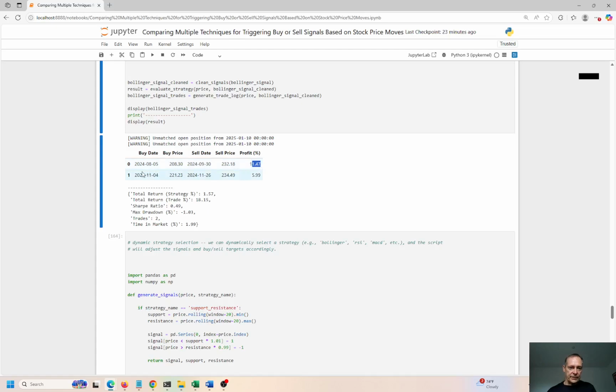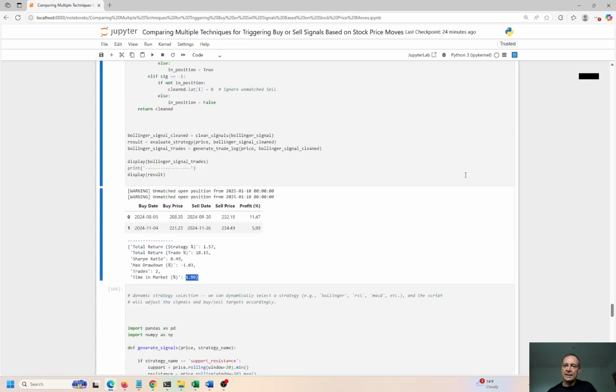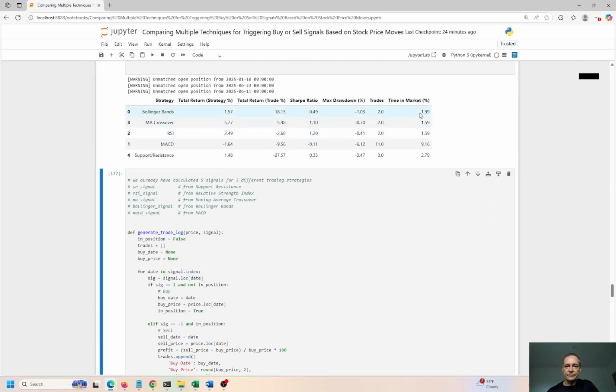And there's another trade done 11/4/2024, exited a couple weeks later, 11/26, bought at 221, sold at 234. The percent return was 5.99. So total return 18.15, Sharpe 0.49, maximum drawdown negative 1.3, pretty tiny. 2 trades done, and time in the market was 1.99. That matches what you see over here.